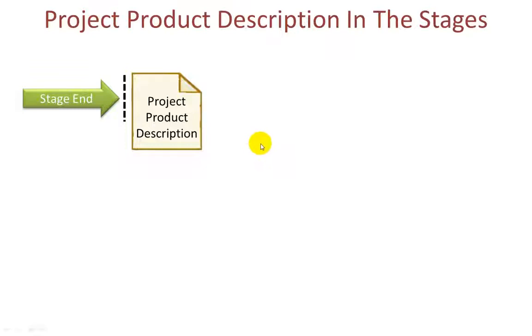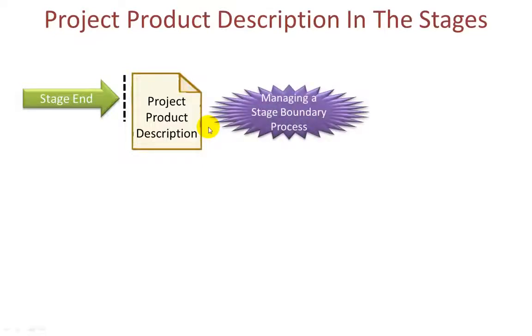Here in the delivery stages, at the end of each end stage, the project product description, along of course with the rest of the documentation, is used as part of the decision-making criteria as to whether the project should proceed or not. The project manager, in managing a stage boundary in preparation for the end stage assessment, if necessary, updates the project product description ready for putting before the project board so that they can make an informed choice.